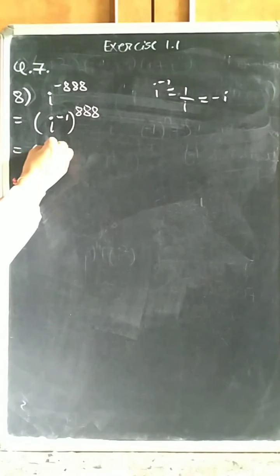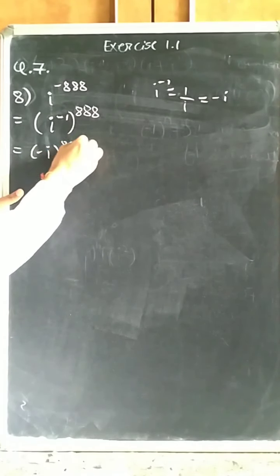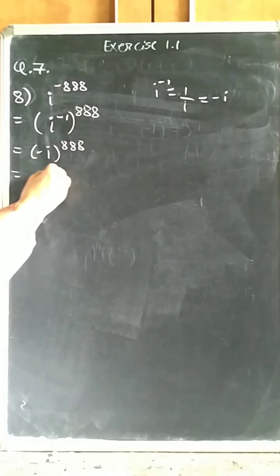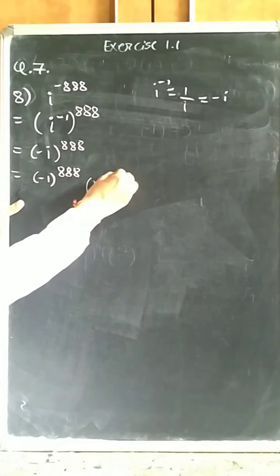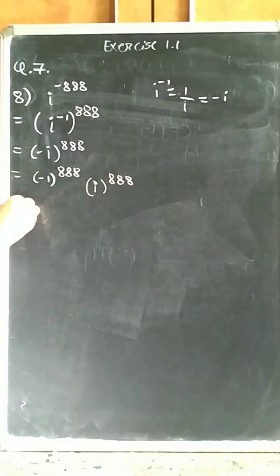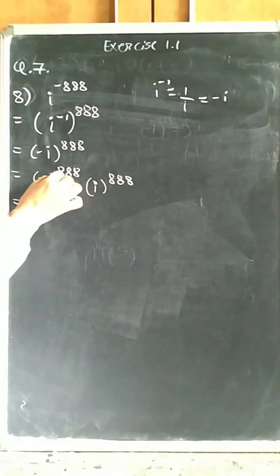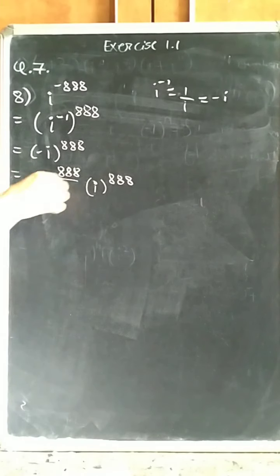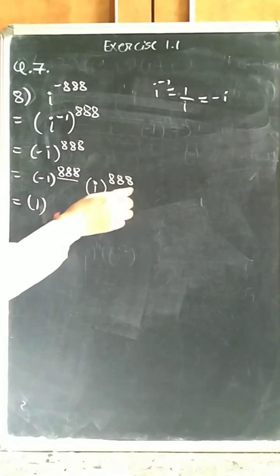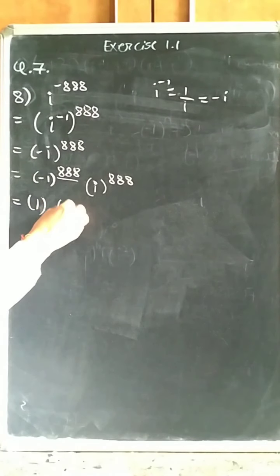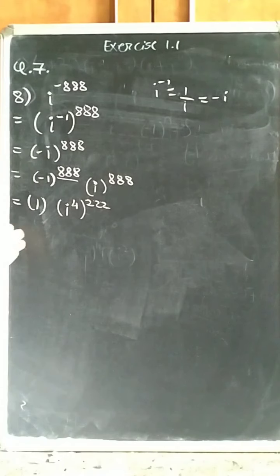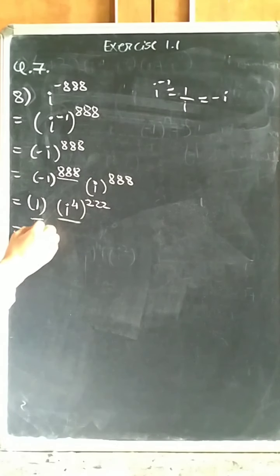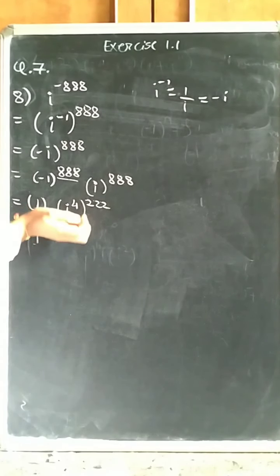i inverse is minus i raised to 888. So this is minus 1 raised to 888 and i raised to 888. Here n is even, so minus 1 raised to an even power gives 1, and i raised to 888 we write as i raised to 4 into 222. This is 1, so 1 into 1 is 1. So our answer is 1.